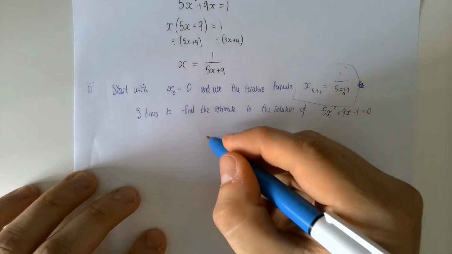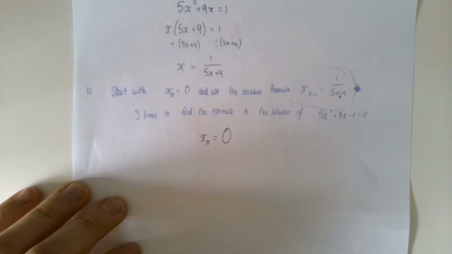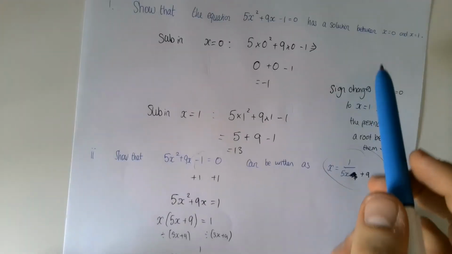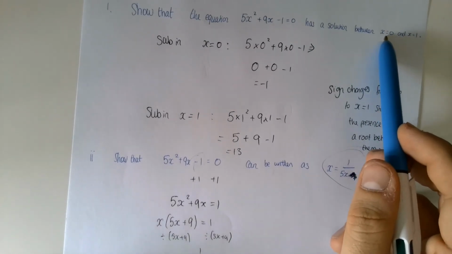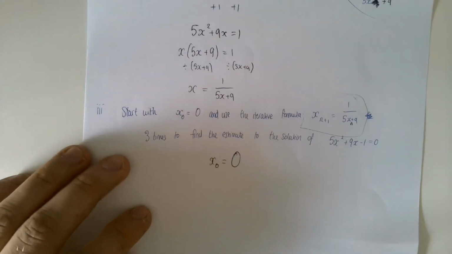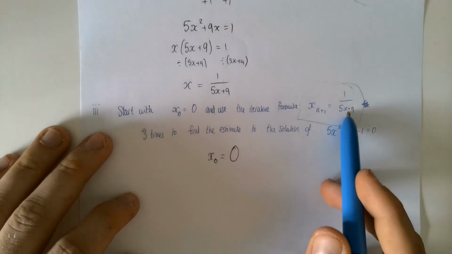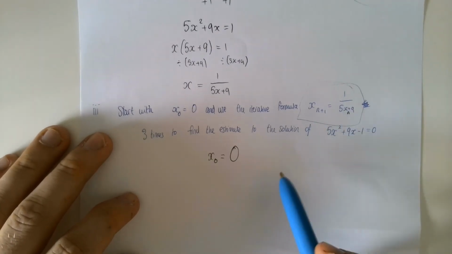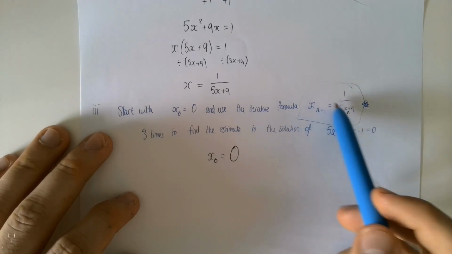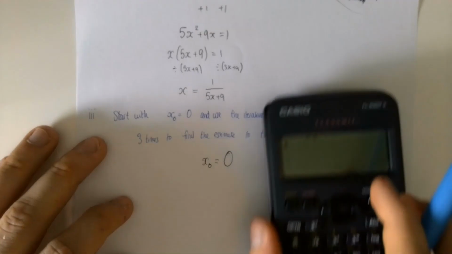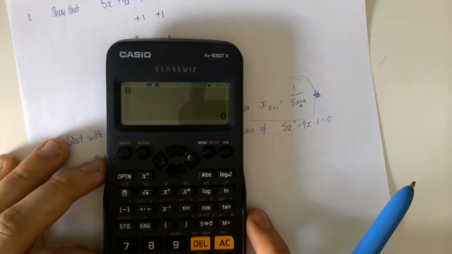Okay, so I know that x0 is 0. My starting value is 0. You'll notice that is one of the numbers that was quite close to my root, a little bit below the root. And my iterative formula is 1 over 5 times my current x, plus 9. And I keep putting in my current x to find the next one. So that is where my calculator comes in. First of all, I'm going to type in 0 and press equals.